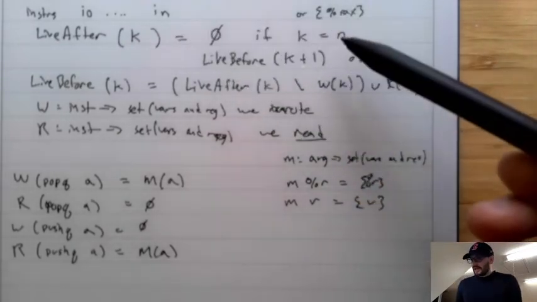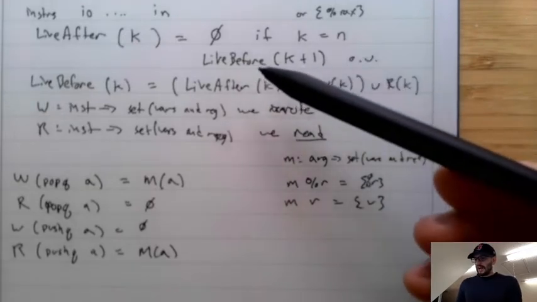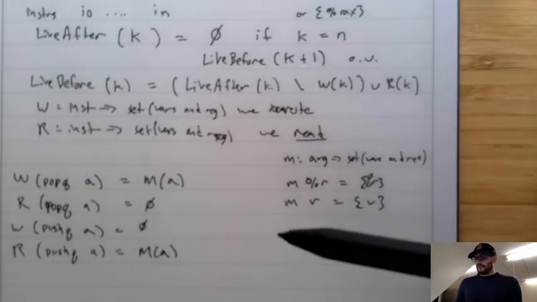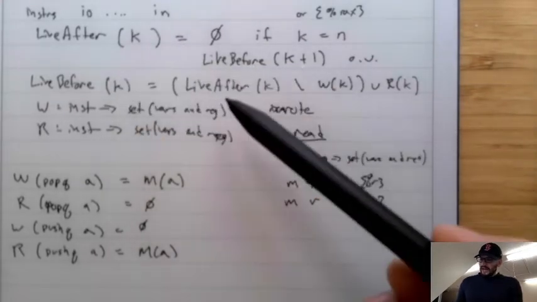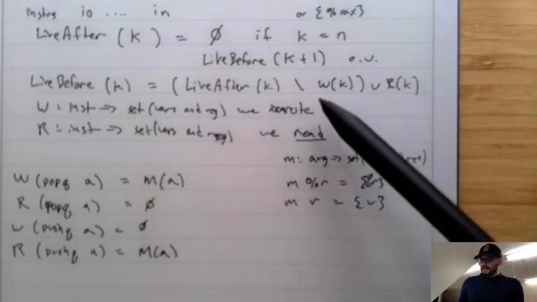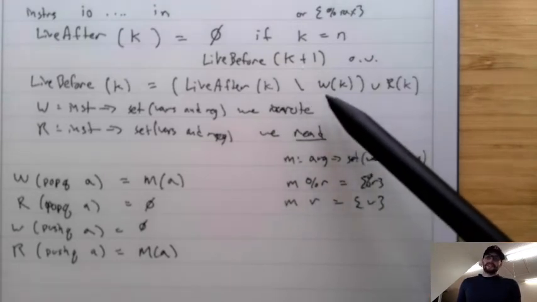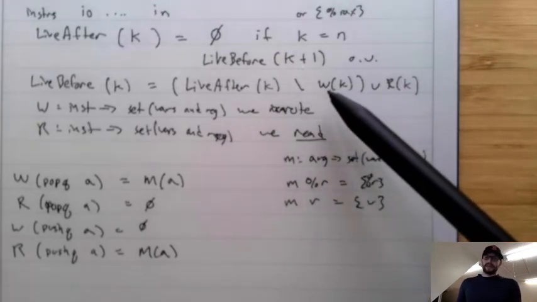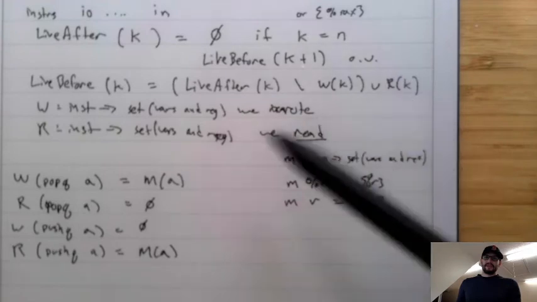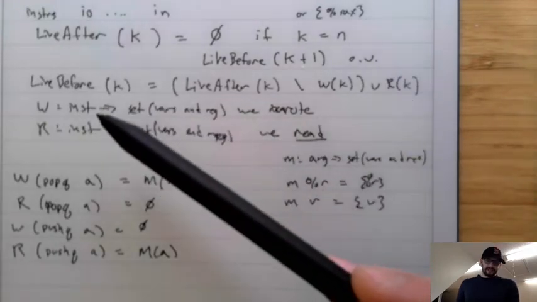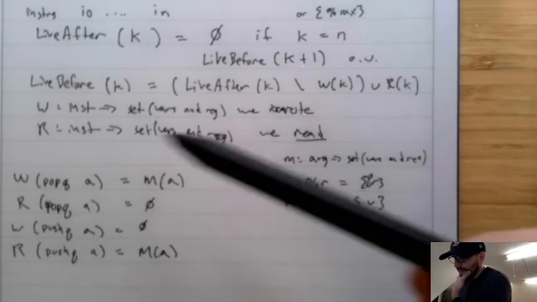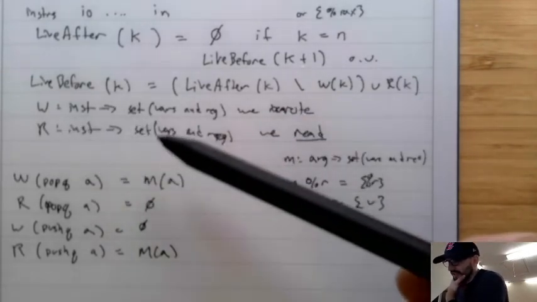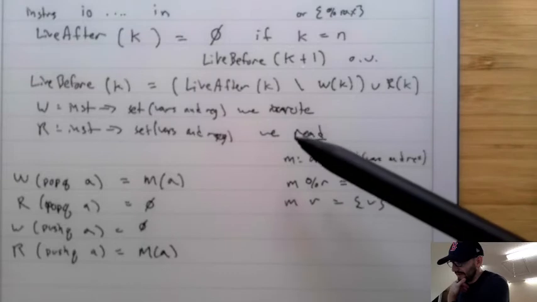Or, if it's not equal to n, then it will be whatever live before is for k plus 1. Then live before of k is equal to the live after of k, where we have subtracted out the things that are written in step k and added in the things that are read. W is a function that takes an instruction and returns the set of variables and registers that we wrote, and R takes an instruction and returns the set of variables and registers that we read.